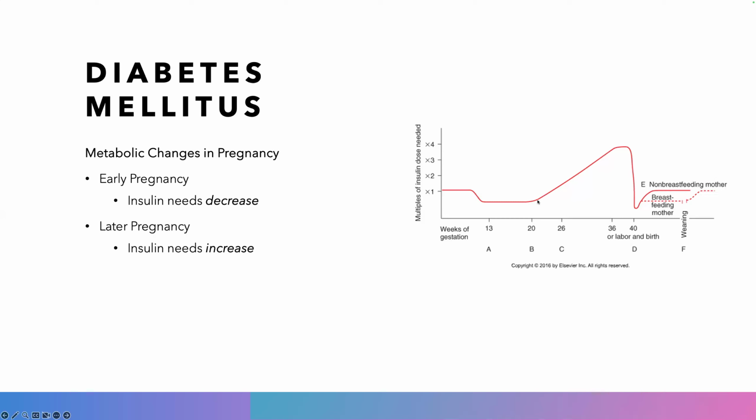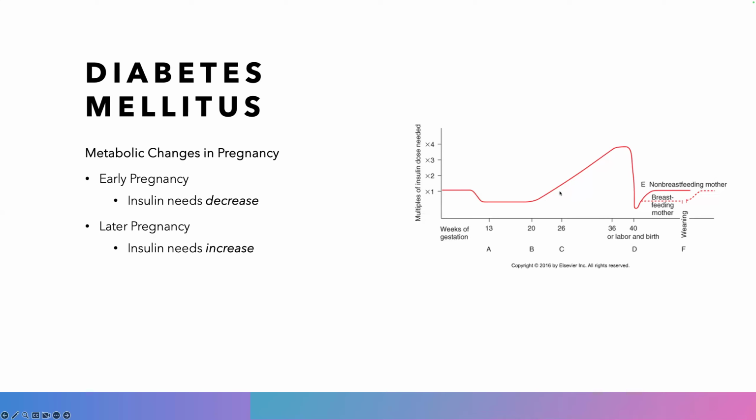When we get into the second trimester, typically around 20, 22, 23, 24 weeks, the placenta starts to kick in and the placenta releases HPL. We've talked about HPL before. That's human placental lactogen, which causes insulin resistance. And this should sound familiar. We have talked about this.